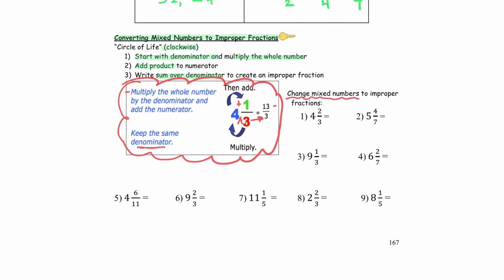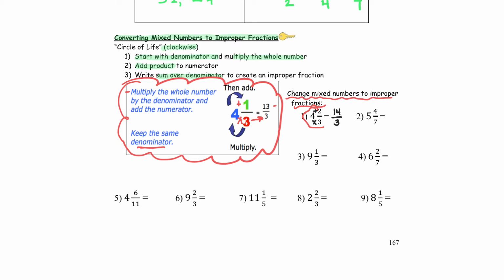Let's take a look at some example problems. We're going to change mixed numbers to improper fractions. Ready? Let's do some examples. Number 1. You start with, and I like to make that circle. We'll be looking for this in your book. It's a simple circle, and it kind of gives you an idea of the direction that we're moving in. So for 4 and 2/3, we multiply 3 times 4, which is 12. 12 plus 2 is 14. And all we do is slide over that denominator, and it's 3.